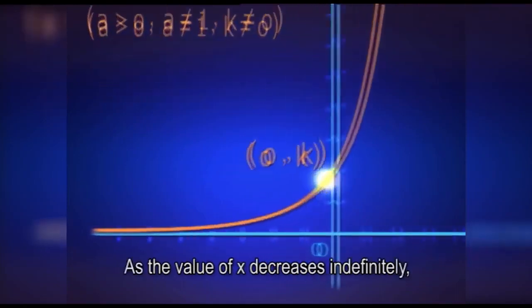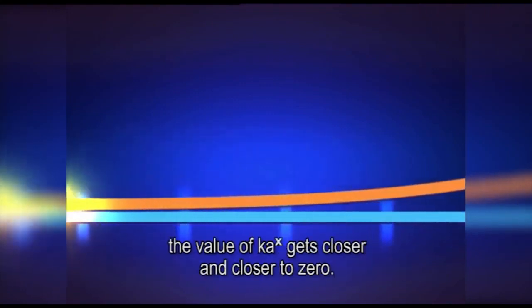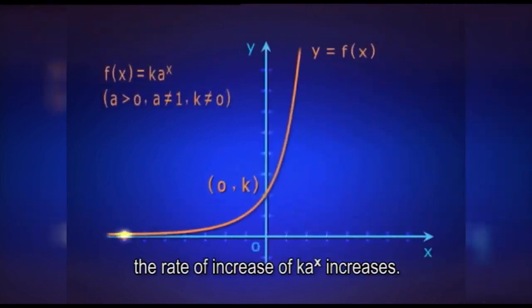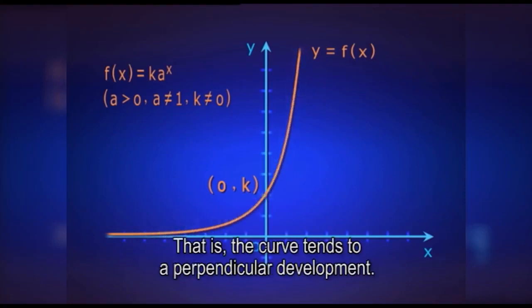As the value of x decreases indefinitely, the value of k times a to the power x gets closer and closer to 0. As the value of x increases, the rate of increase of k times a to the power x increases. That is, the curve tends to a perpendicular development.